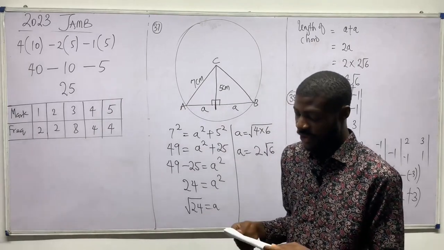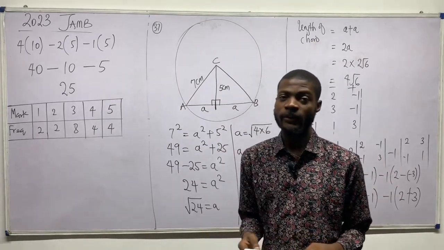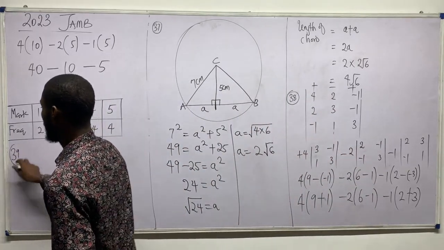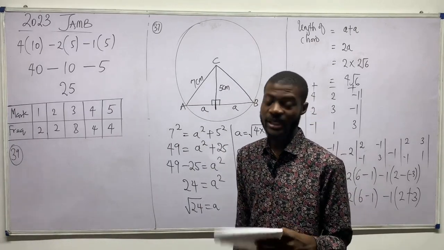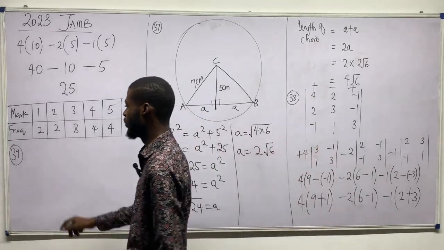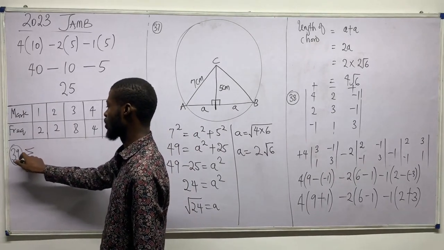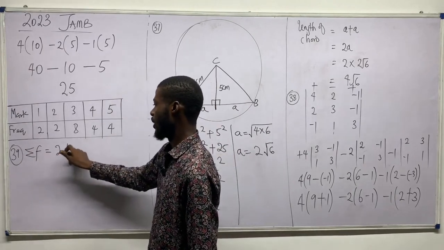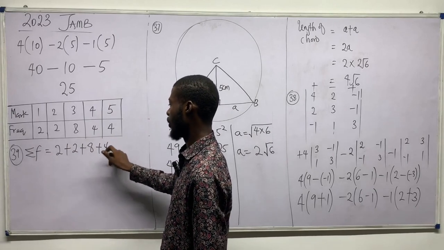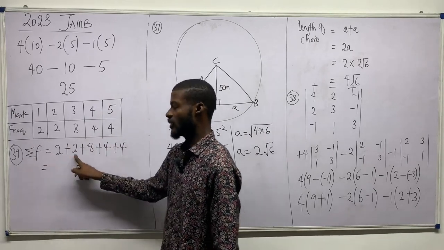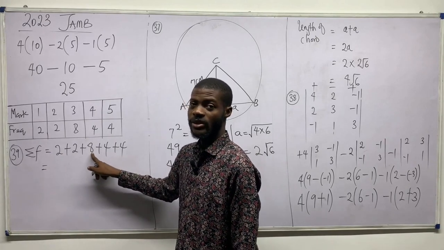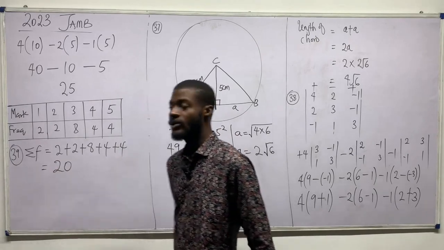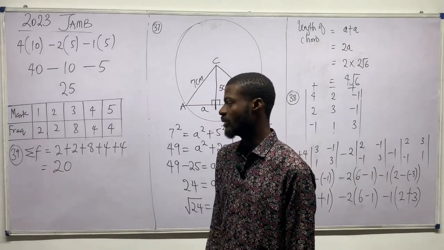So the question says the table shows the marks obtained in a given test. Question 39. How many students took the test? That is the number of students that took the test. Please take note, the number of students that took the test will become the sum of the frequency. So it is 2 plus 2 plus 8 plus 4 plus 4. 2 plus 2 is 4. 4 plus 8 is 12. 12 plus 4 is 16. 16 plus 4 is 20. So it means 20 students took the test.